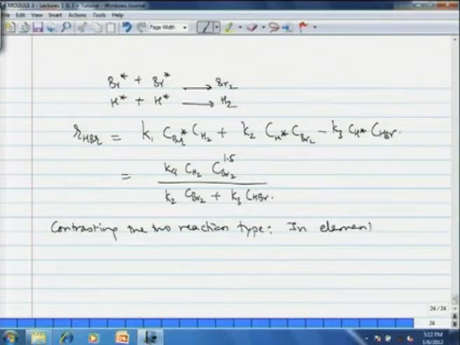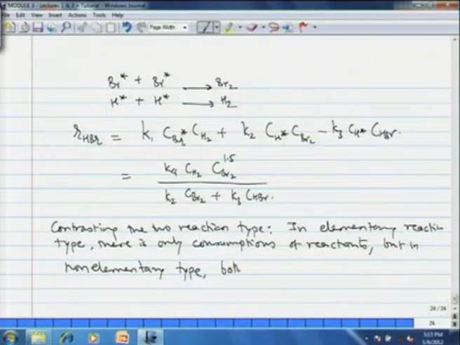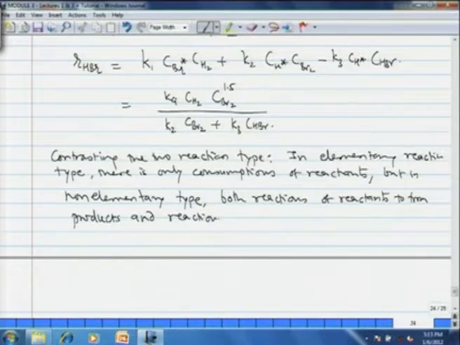In elementary reaction type, there is only consumption of reactants to form product, but in a non-elementary type of reaction, both reactions, of reactant to form product and the reaction of products to form reactant back, are seen.